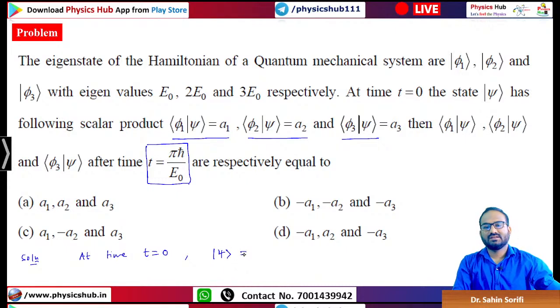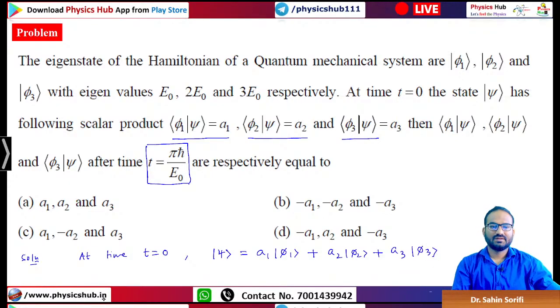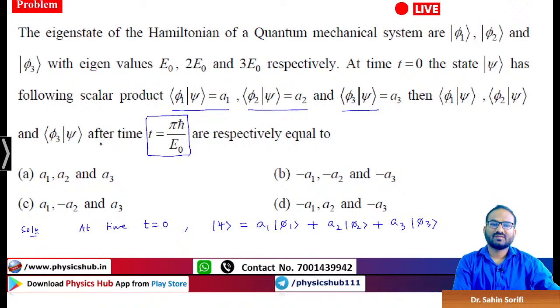So psi is what? Obviously A1 phi 1 will come first. That is why when you multiply the bra phi 1, it will give you A1, plus phi 2 psi is equal to A2, so obviously this will be A2 phi 2, plus A3 phi 3. Now at some later time t, you have to find out the coefficients after time t equals pi h cut by E naught.